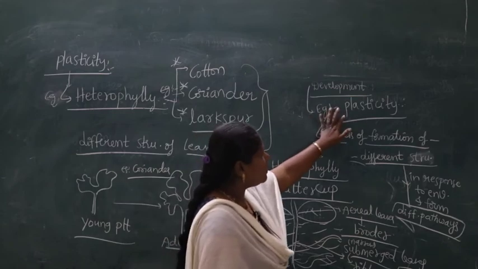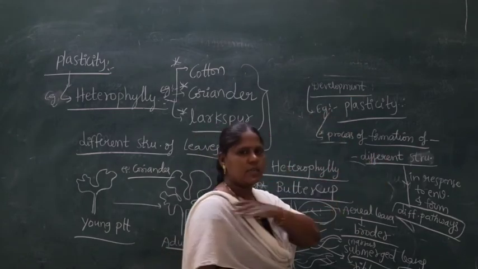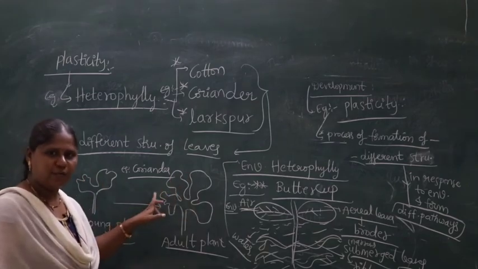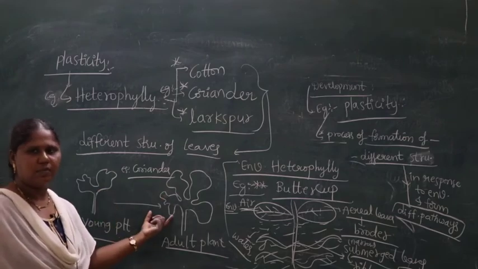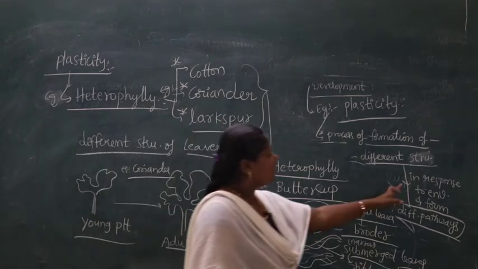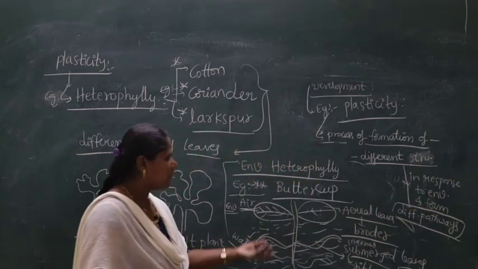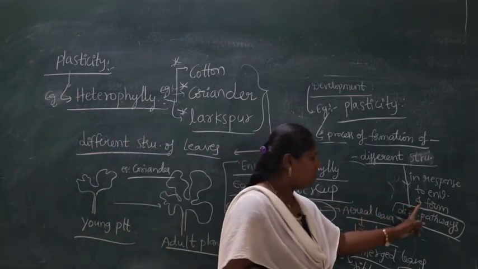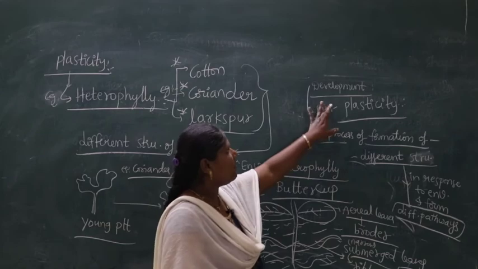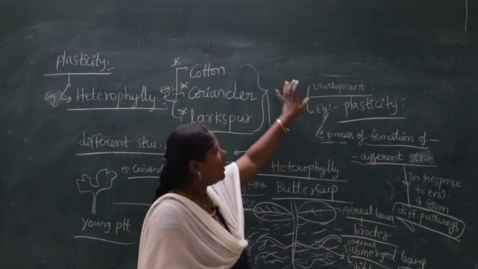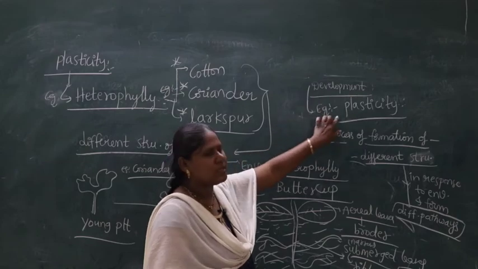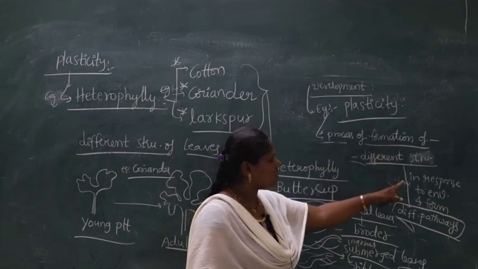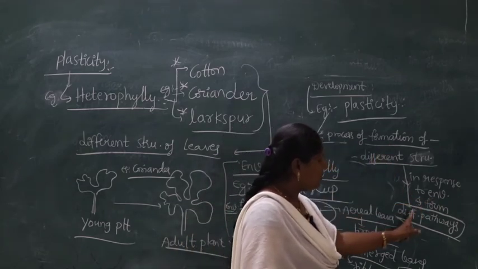Now come back to the definition. Plasticity is the process of formation of different structures. In a young plant you can see one structure, and when the plant becomes adult you can see a different structure. It's because of the changes that happen in the plant. And sometimes different structures are formed in response to the environment, and they form different pathways. It's called plasticity. I repeat again: one of the developmental processes is plasticity. What is plasticity? I repeat, the process of formation of different structures in response to environment and forming different pathways.